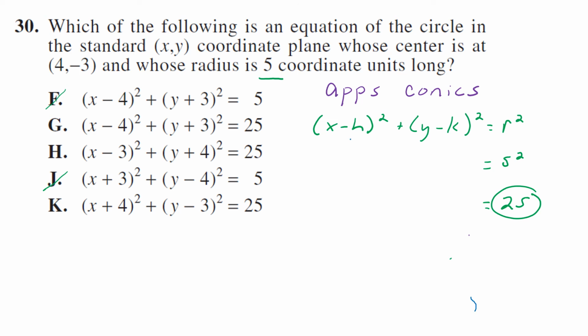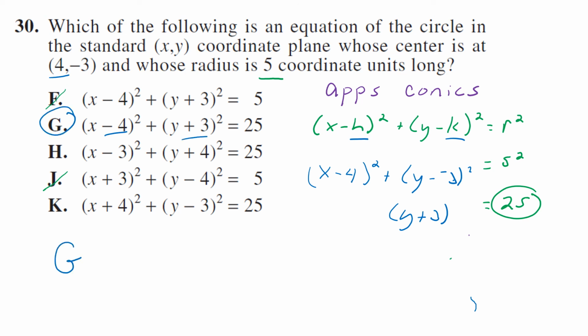Now the h and the k are the center. So we know it's going to be x minus 4. And then the negative 3 becomes y minus negative 3 squared, which is y plus 3. So we have our negative 4 here and our plus 3 here, so your answer has to be G. If you know that equation, it's a super fast, easy question.